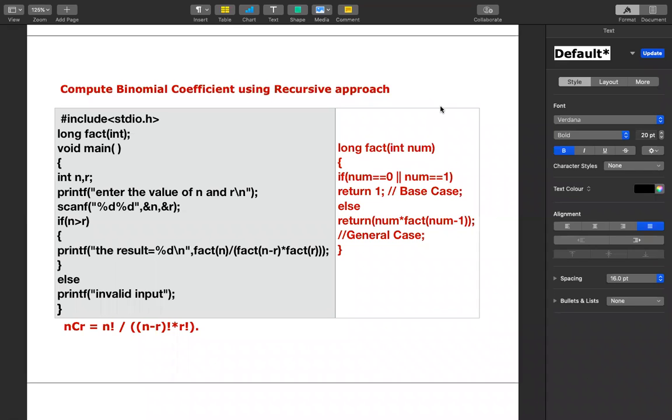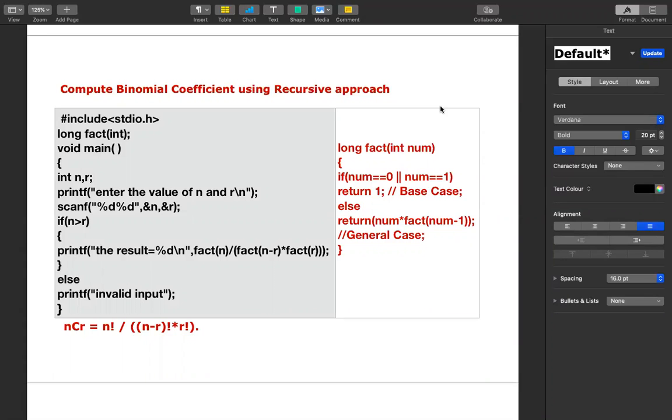Welcome to the next session on recursion. So today we're going to the third problem, which can be solved using recursion approach. Till now, we have seen Fibonacci series and factorial of a number using recursive approach. Now we are going to see the third problem which can be solved using a recursive approach. That is nothing but binomial coefficient.